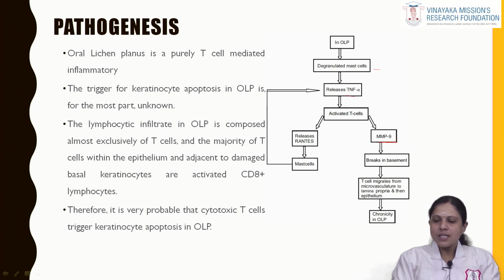So this leads to T cell migration from microvasculature to lamina propria and then enters the epithelium, which leads to apoptosis of the keratinocytes. And the activated T cells may also release RANTES, which leads to activation of mast cells, which in turn leads to release of tumor necrosis factor alpha, and the cycle continues. So this is the etiopathogenesis of oral lichen planus. The main cell involved is cytotoxic T cells.